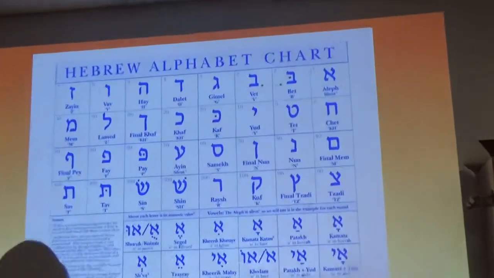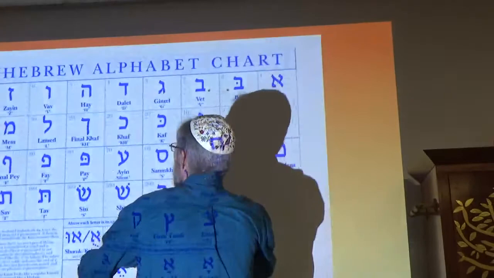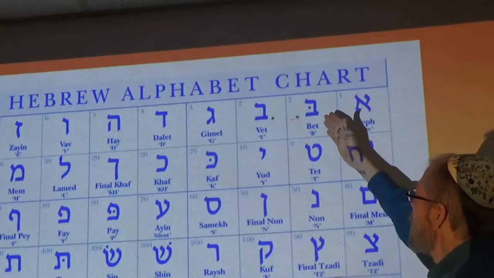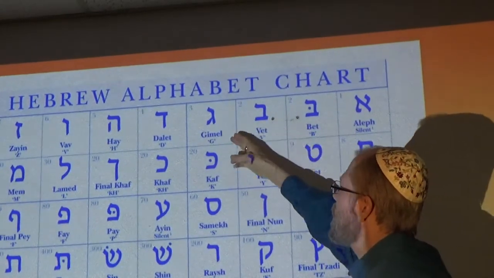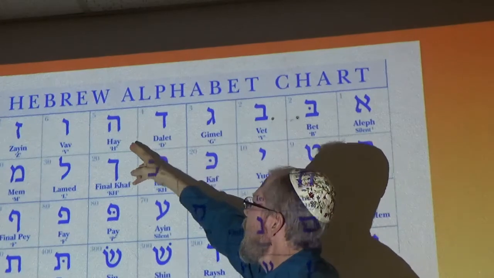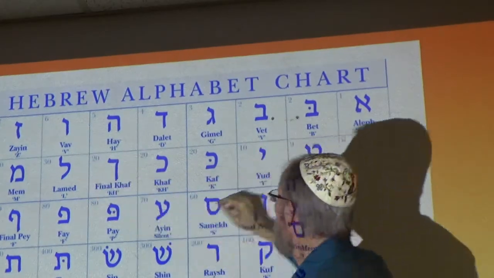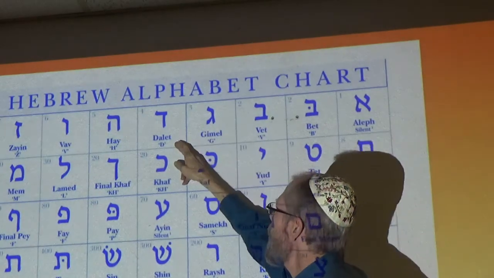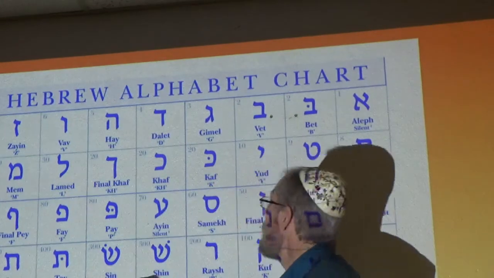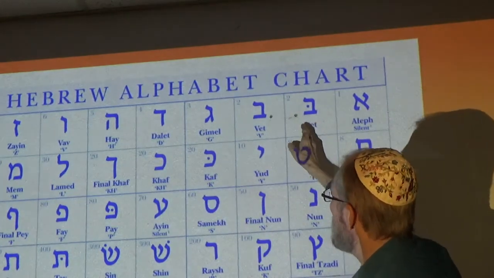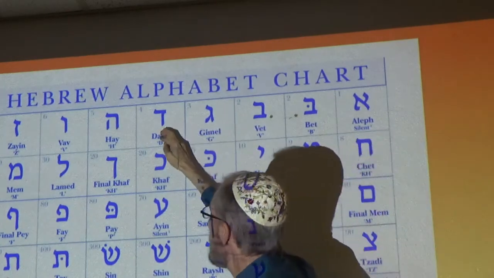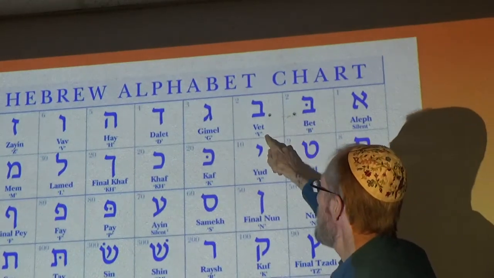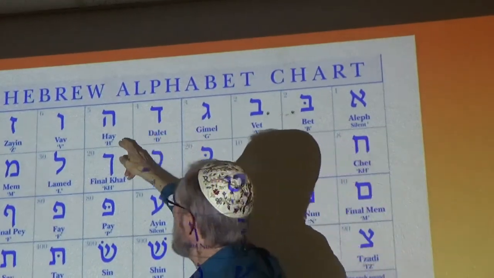So this is our Aleph Bet. We are up to Vav, and that's where we're going to stop tonight. So everyone: Aleph, Bet, Vet, Gimel, Dalet, He, Vav. Again, Aleph, Bet, Vet, Gimel, Dalet, He, Vav.